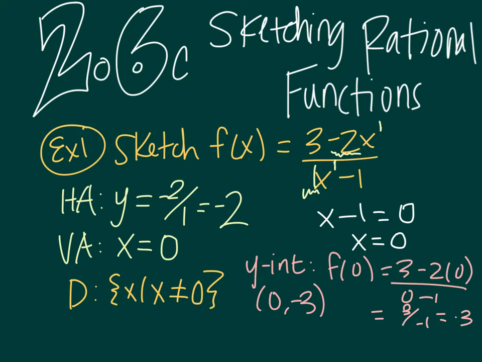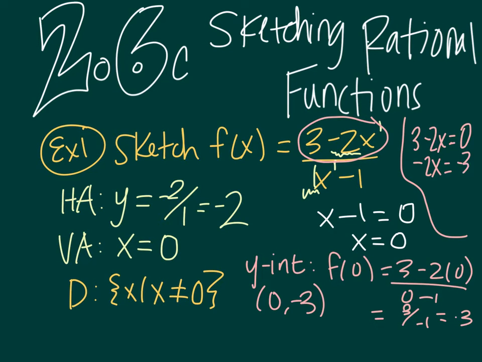And then I can figure out any zeros of the function by figuring out where the numerator equals 0. Sorry, I'm running out of space. Okay, x equals 3/2. So (3/2, 0) is another point. I have 2 points and I have 2 asymptotes. That's a really good place to start sketching.